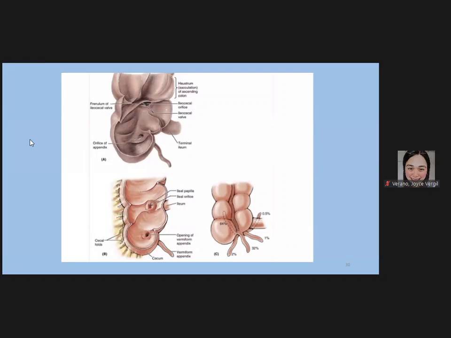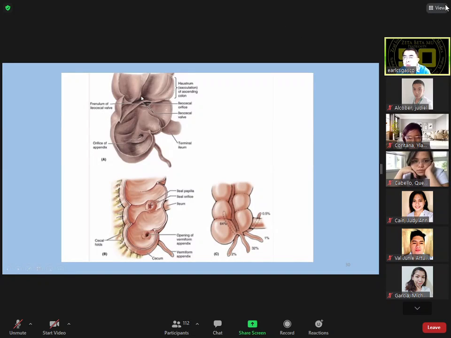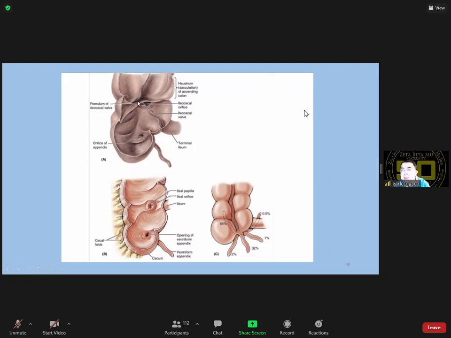This is another image showing the internal position of the appendix. This is your cecum, this is the entrance of the ileum, and this is your opening for the appendix. The ileum is guarded by an ileocecal valve, which is a flap of peritoneum. However, this valve does not function as a valve. Actually, it's the ileocecal sphincter I mentioned earlier, located at the ileum side, which acts as the valve, not this ileocecal valve.